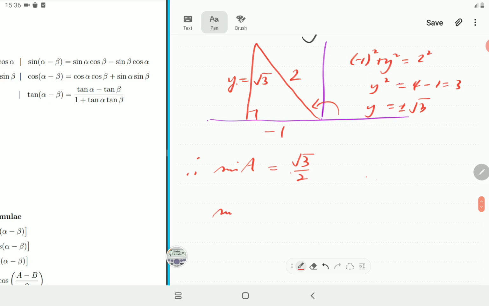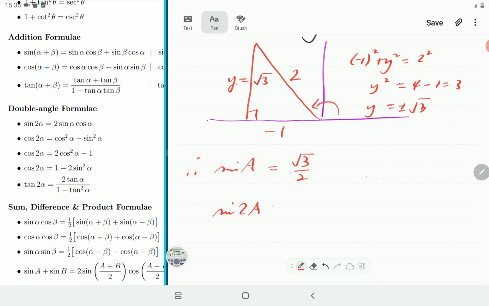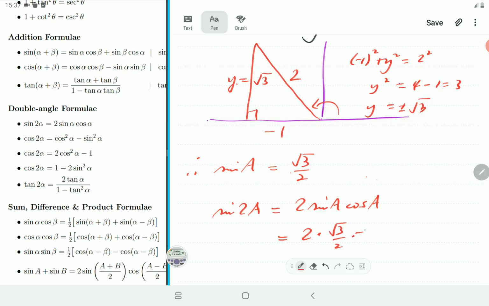Then for sine 2A, we're going to use the double angle formula for sine 2A. So that's 2 sine A cosine A. We just found sine A to be root 3 on 2. Cosine A is given as -1/2.